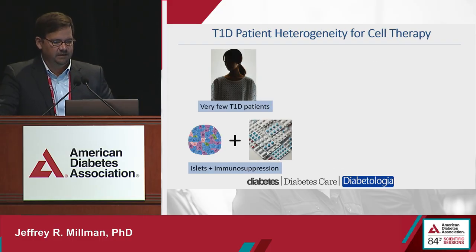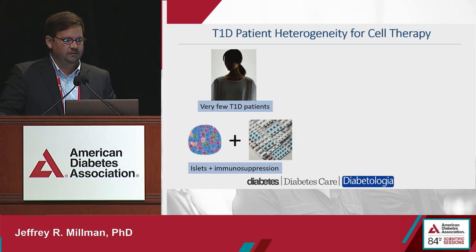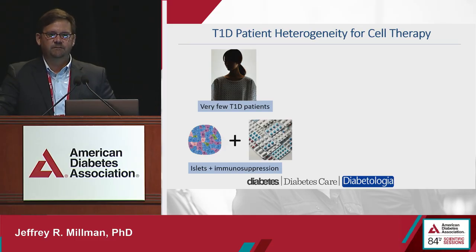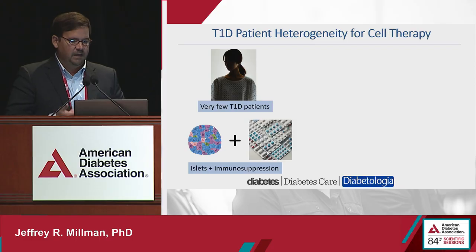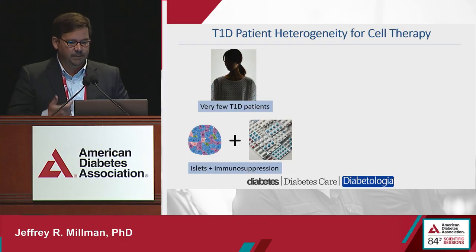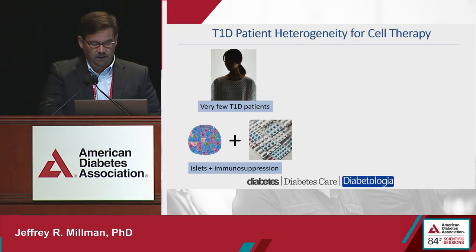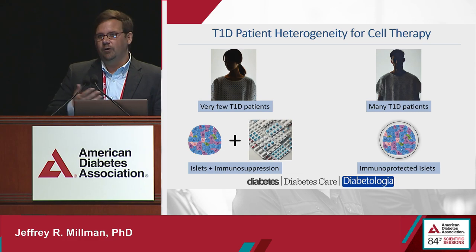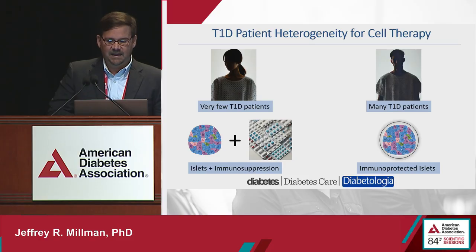Another angle of interest here is patient heterogeneity in terms of cell therapy, which is kind of implicit in the way that cell therapy is being done right now for type 1 diabetes. Currently only a very small subset of patients are eligible to receive an islet cell therapy, and that's because of the current need to combine these cells with immunosuppression. We would really prefer to have these cells be available for a large number, if not all, patients with type 1 diabetes, and that would necessitate no longer having immunosuppression, but instead having some form of an immunoprotected islet.